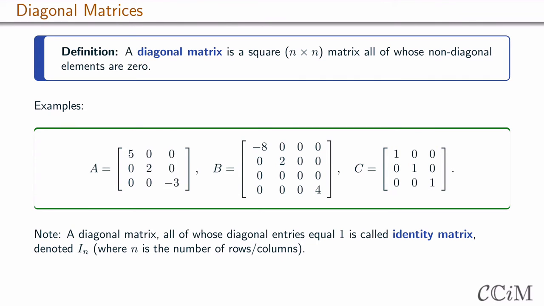This last example actually is a special matrix. It's called an identity matrix because all the diagonal elements are equal to 1. A matrix of this form is called an identity matrix and is denoted by In, where n is the number of rows and columns. So in this case right here, the matrix C would also be called I3.